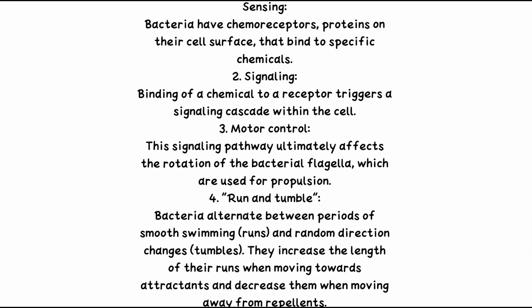Then CheR and CheB are the adaptation enzymes that methylate or demethylate the MCPs. If attractant increases, then CheA activity decreases and less CheY-P is made, so less tumbling and longer runs. If repellent increases, CheA activation increases and more CheY-P causes more tumbling and the direction changes. Then the adaptation mechanism: the bacteria remember past chemical levels using methylation of MCPs by CheR and CheB.